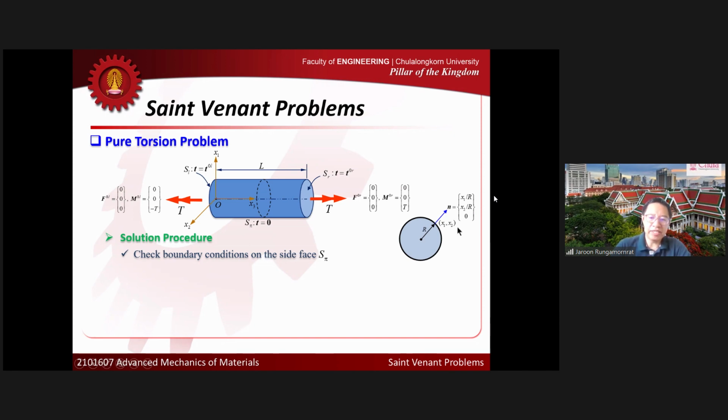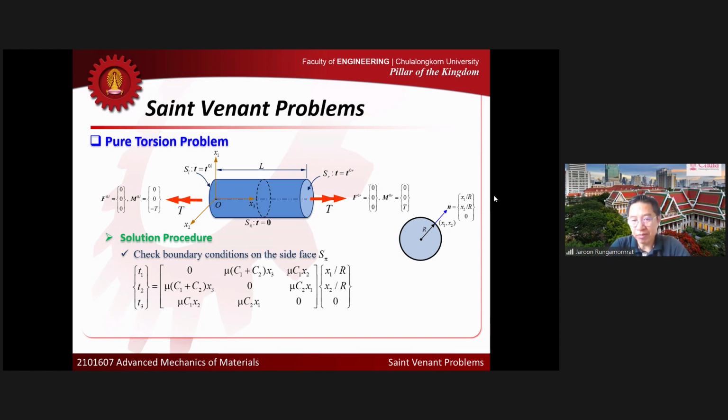Based on that information, now I can check the traction at every point on the side face. Computing the traction is simple. We just take the product between the stress tensor that you generated before and the unit normal vector that we got for the circular cross section. We take the multiplication there and we get something like this. Is that clear to you?